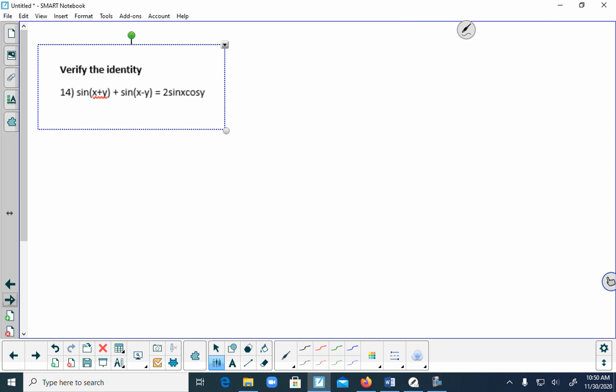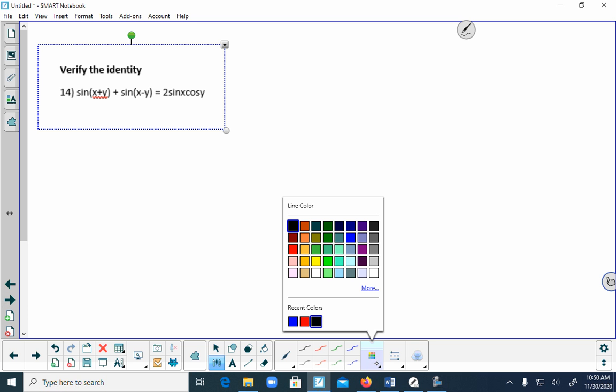Just personal opinion there. All right, so verify the identity. To verify the identity, I'm actually going to work out the left side, and when I work out the left side, it should look like the right side. So I'm going to color code so you can see what I'm doing.